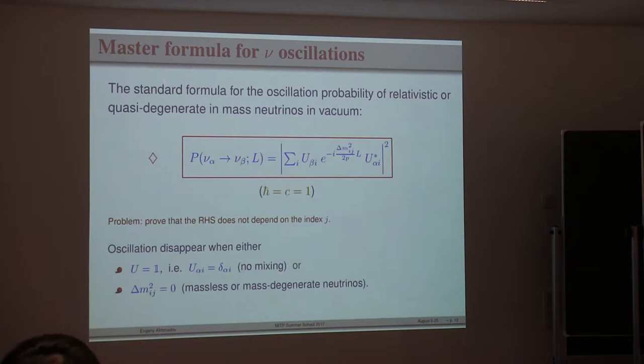Now, what you can see from this formula already, is that neutrino oscillation disappears if there is no mixing, if the mixing matrix U is trivial, just the unit matrix. In this case, the flavor transitions are not possible. You immediately can see that. Another limit in which there are no flavor transitions is that all the delta m squared, all the mass square differences, vanish. For example, if neutrinos are massless, or they have mass but all the masses are the same. If neutrinos are degenerate in mass, there are no oscillations. This is immediately seen from this simple formula. Okay?